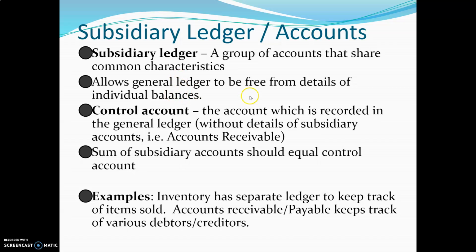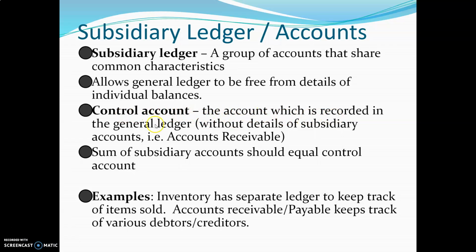And you're going to have a collection of all those things, and eventually those accounts all get combined into one accounts receivable or accounts payable. And it allows the general ledger to be free from details of individual balances. So for example, when you post your financial statements online, they don't know who you owe money to or who owes you money. And that's what we call a control account.